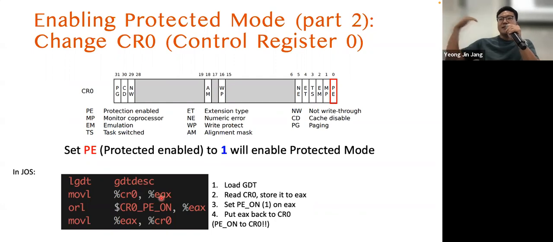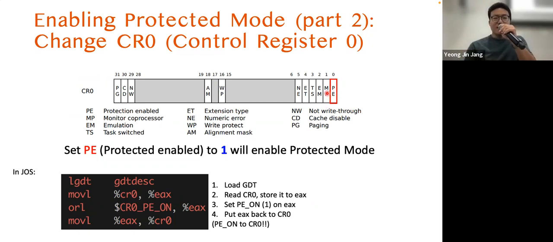When we update the CR0 register, we cannot do arithmetic operations on it. So what we do is fetch the CR0 value to EAX first, and EAX we can use as the accumulator. Then we apply the OR operation with CR0 PE on. The value of this one is just 1. The reason why it is 1 is it will enable the bit there.